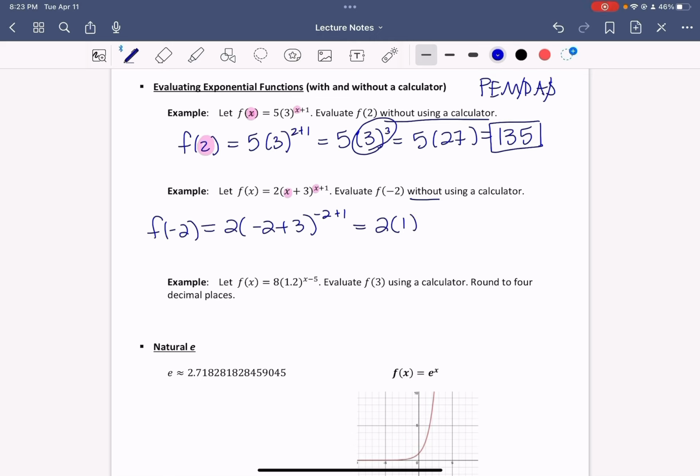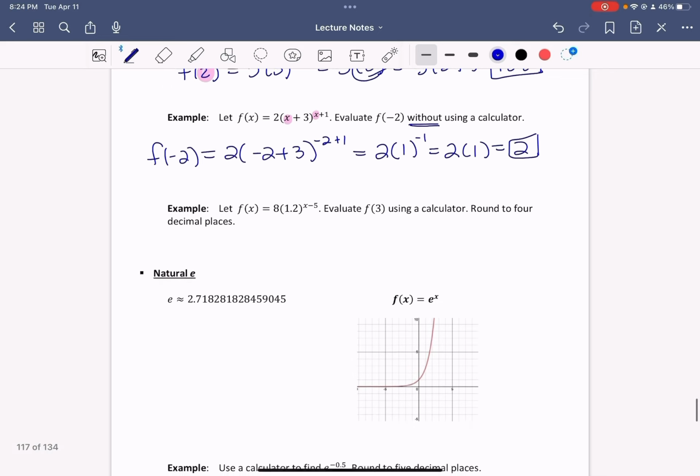And then negative 2 plus 1, that's a negative 1. Well, 1 raised to any power is just itself, so it's just 2 times 1. Now, when you're working these problems without using a calculator, if you get some crazy decimal, then you probably didn't work it correctly, because I'm not going to get those decimal numbers without using a calculator.